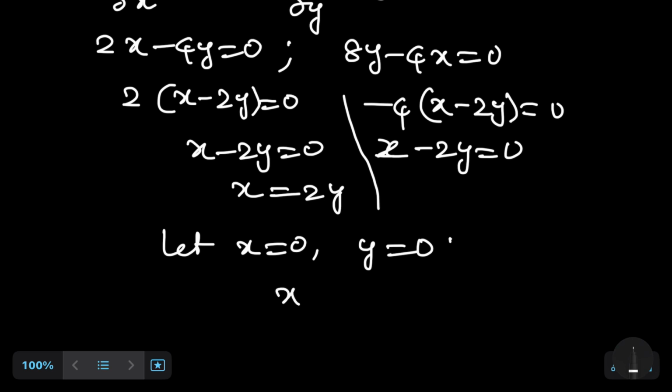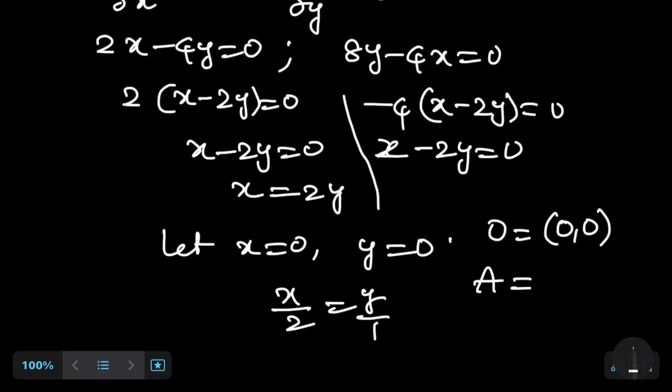And from this, x/2 = y/1. For x, the points are the given origin (0, 0). If x = 2 then y = 0, and if y = 1 then x = 0, so the points are A = (2, 0) and B = (0, 1). Here are the points we are taking.